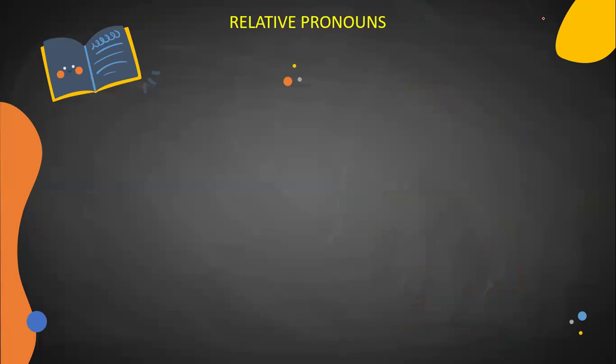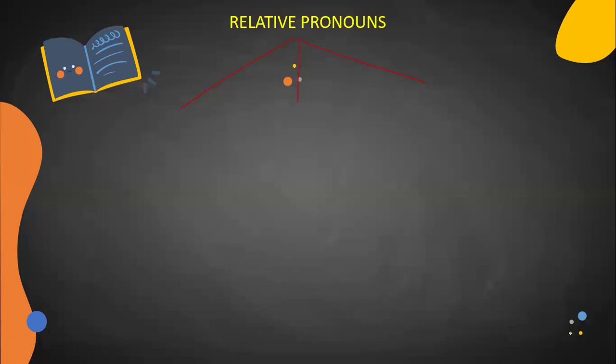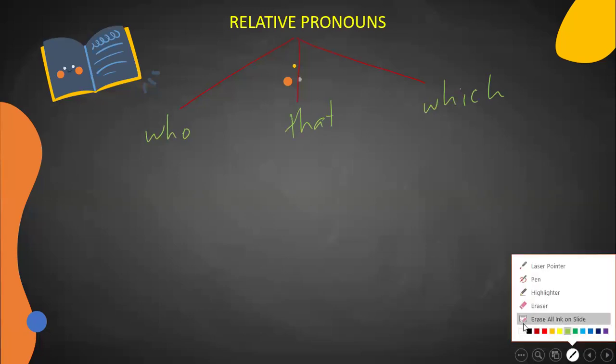Let's go to the relative pronouns. In grade 9, we covered 3 relative pronouns. What are they? They are who, that, and which. Who, that, and which. Okay. Now, what is the difference between all of these words, and when do we use them? We use them when we want to refer to a noun in the sentence, like this sentence here.